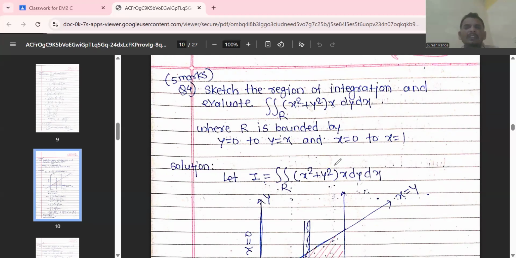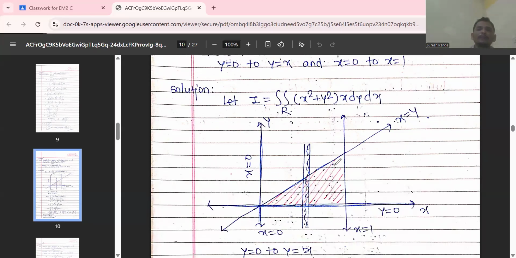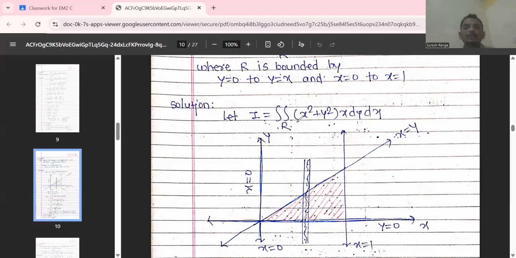It is a very easy question when you start to solve it. Let us start solving this question. Write down the equation: let I be equal to the given integration, and we write it as it is. I is equal to double integration over the region R, (x square plus y square) x dy dx, written as it is.